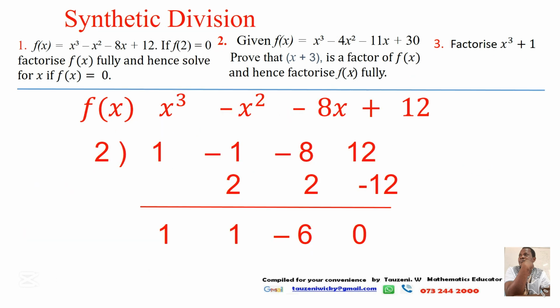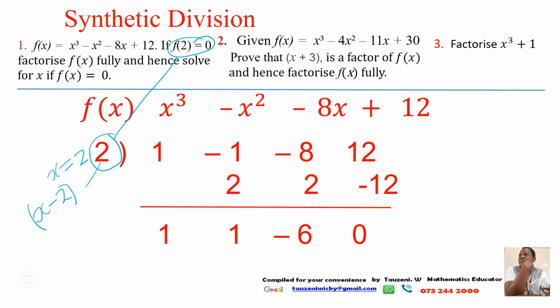We have done synthetic division as a method of factorizing cubic functions. Just to summarize quickly, we need to understand where these numbers are coming from. The first value is this 2 here. It's coming from f of 2 is equal to 0. So this must be the value for x. X is equal to 2. And keep in mind that sometimes it can be given to you as a bracket. So if it's given in bracket form, it will be x minus 2. Then we can get x is equal to 2.